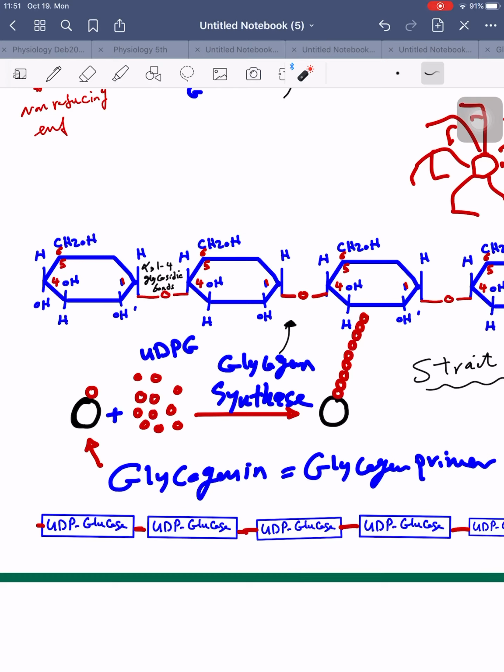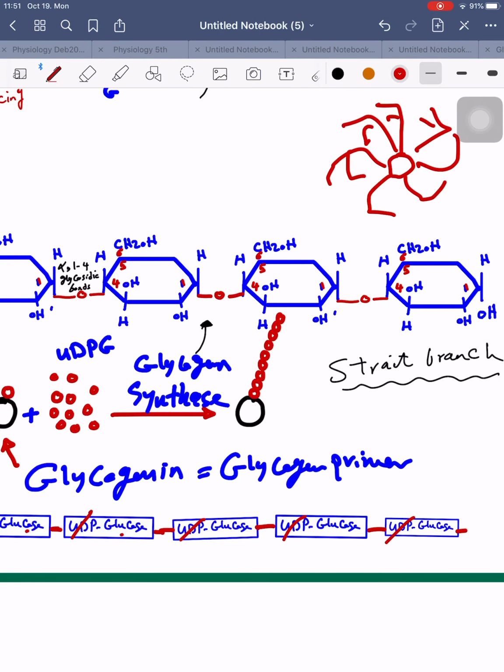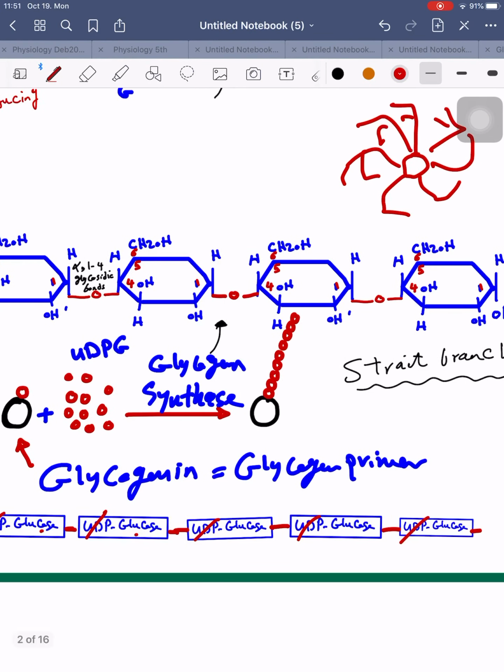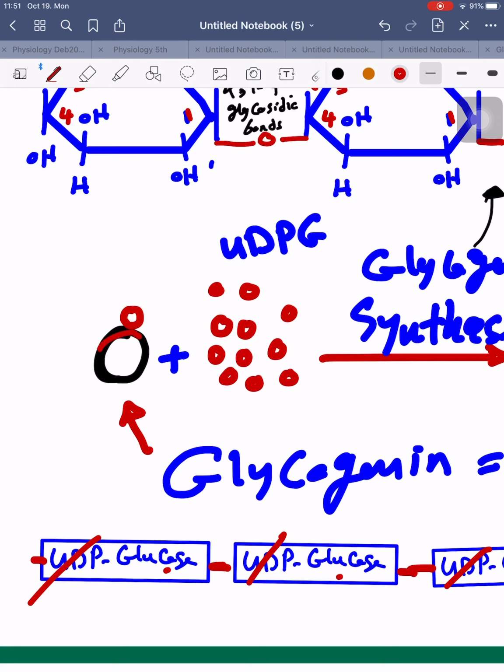But remember that once you add UDP glucose plus UDP glucose, UDP is released, so you only have glucose. So here is the primer. This black circle is the primer. What is the primer? It's a kind of enzyme. We call that enzyme an autoglycosylating enzyme. Autoglycosylating enzyme, what does that mean? It is the enzyme which is responsible for adding a glucose to itself.